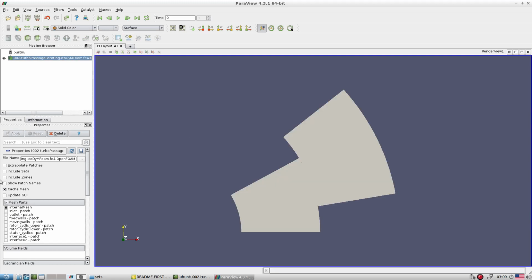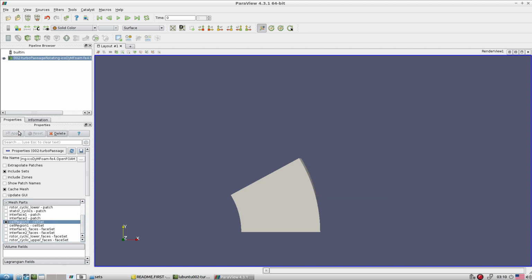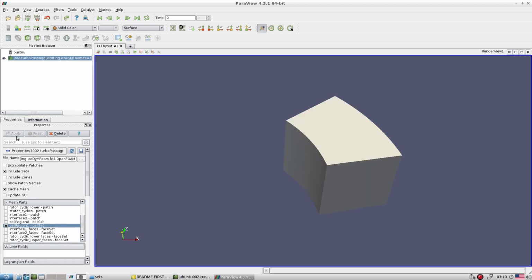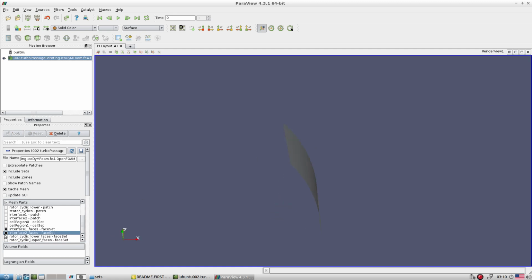So this is our regular thing, and if we include the sets, we have a few more entries here. Let me switch off this and let's understand. First is zone 0, that is the rotating zone, and then we have zone 1, that is the stationary zone, and along with that we have the interface faces. Interface 1 and 2, we have the faces here. Same way for the cyclic we have faces here. So this is all we constructed as face sets.